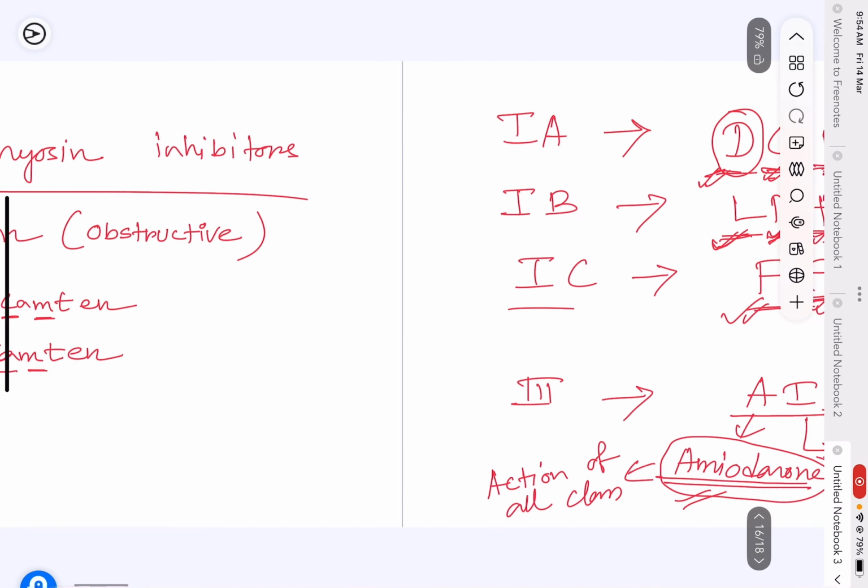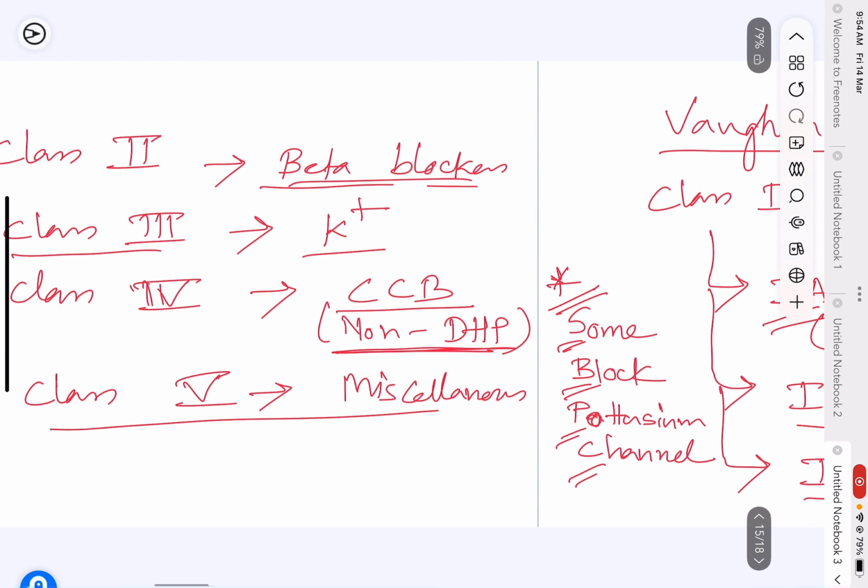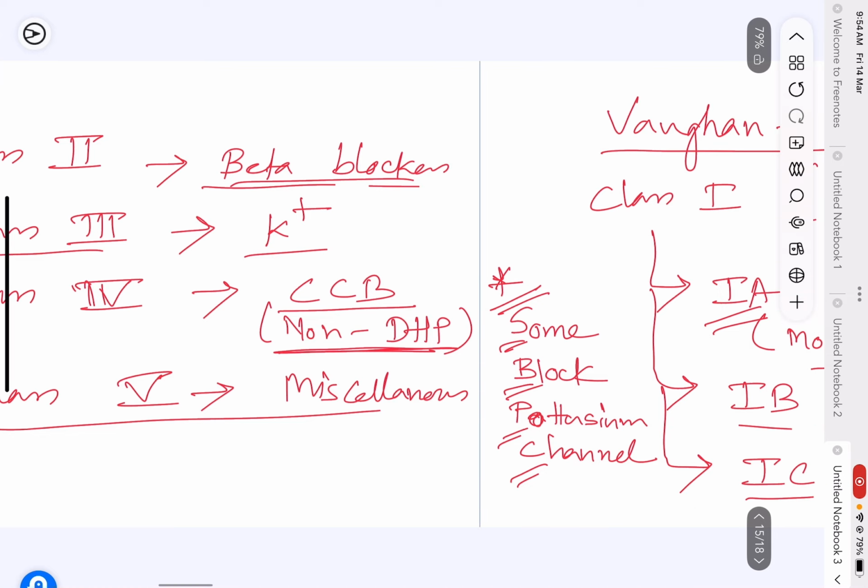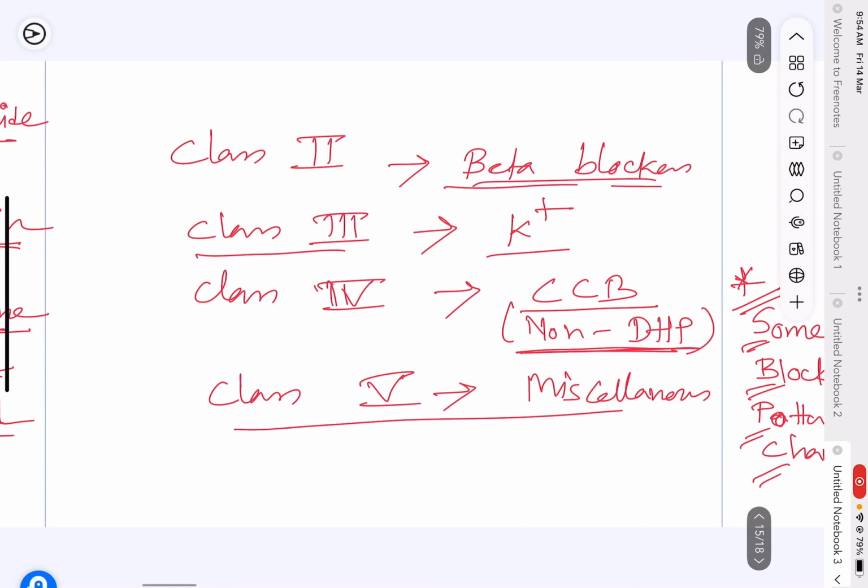Finally, the class 4 category drug is your calcium channel blockers, which are non-DHP. You have phenylalkylamine and benzothiazepine, verapamil and diltiazem. Class 5 is miscellaneous drugs.